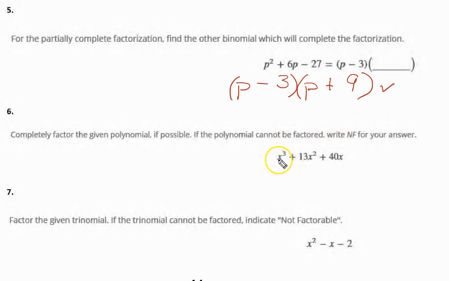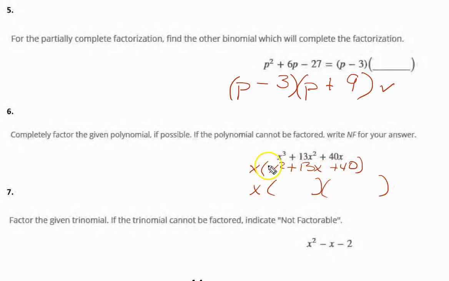All right, now for this one, again, it's in standard form. Is there a common factor? Yes, you can factor out an x. So this would be line 2, x squared plus 13x plus 40. Now line 3 looks like this. Where you have your trinomial, you're going to see if you can find the binomials.